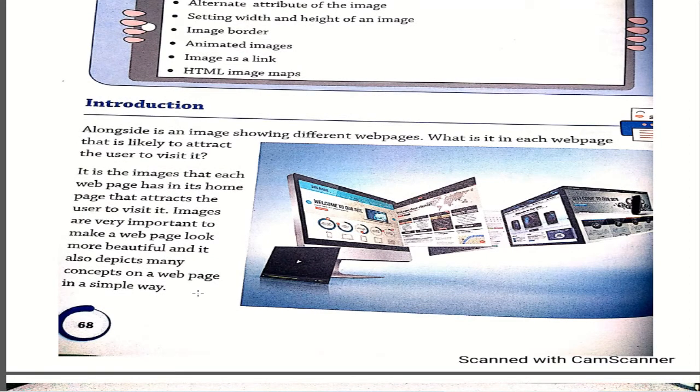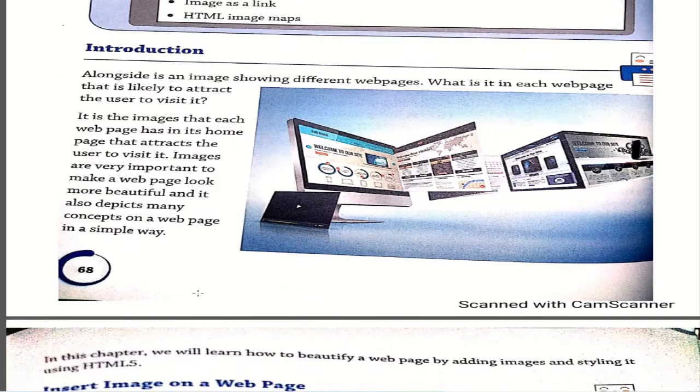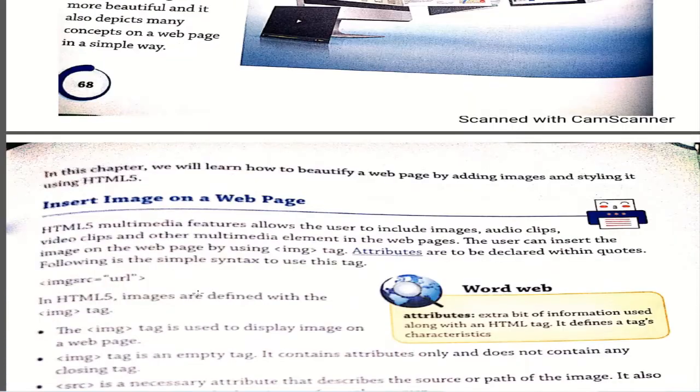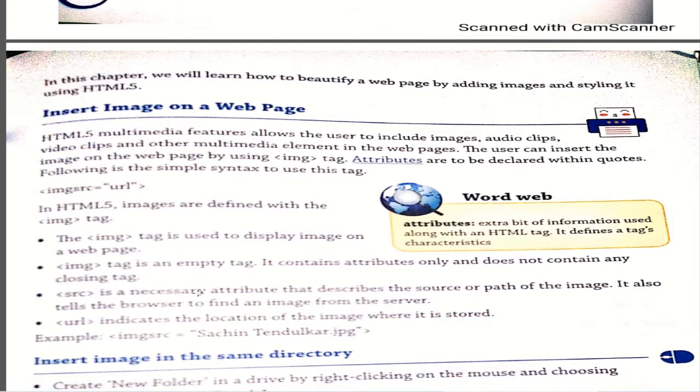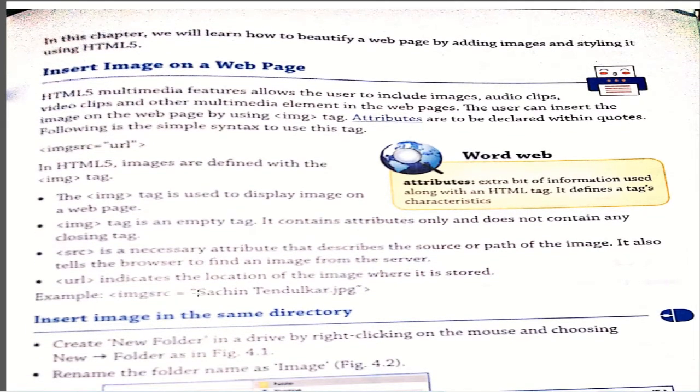Images are what? Each web page has its own home page that attracts the user to visit it. For that purpose, we use what? Images, right? So images are very important to make a web page look more beautiful, and they also depict many concepts on a web page in a simple way. Writing text is less effective compared to inserting an image. If we see an image and we see written text, what is more attractive? Obviously, images are more attractive. So how can you insert an image on a web page?